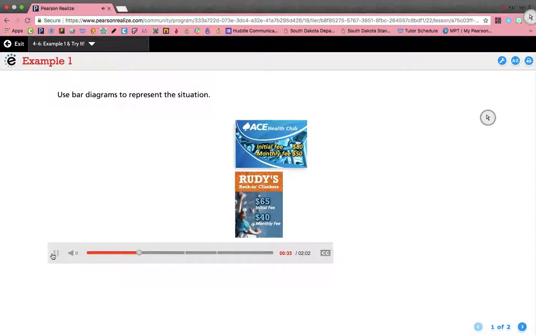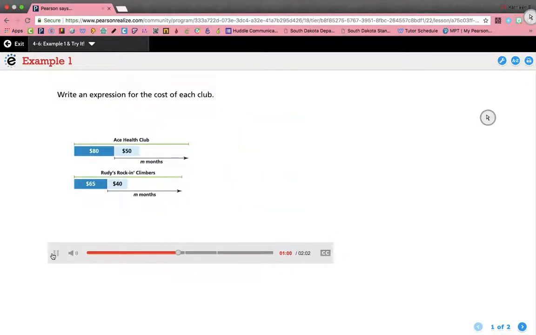Let's use bar diagrams to represent the situation. This diagram represents the data for the ACE Health Club. It has an initial fee of $80 and a monthly fee of $50. This diagram represents the data for Rudy's rock climbing. It has an initial fee of $65 and a monthly fee of $40. Now write an expression for the cost of each club.